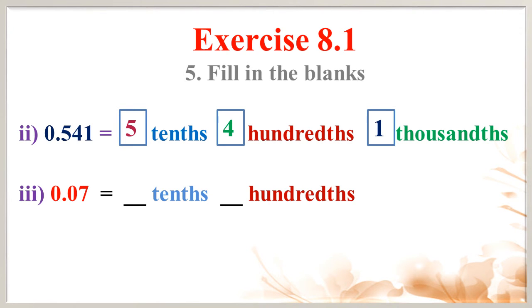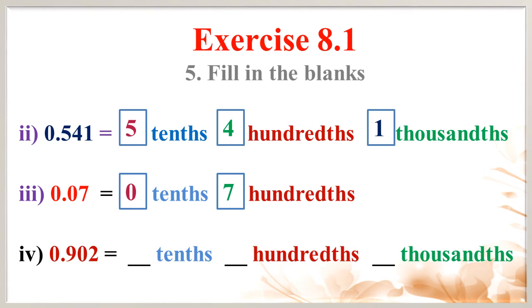Then third one, 0.07. Here after the decimal point we'll get tens, that is 0. Yes, write it 0. And what about the hundreds? That is 7. Then fourth one, 0.902. Here after the decimal point we can start with tens, hundreds, thousands, isn't it? What about tens here? That is 9. What about hundreds? That is 0. What about thousands? That is 2.